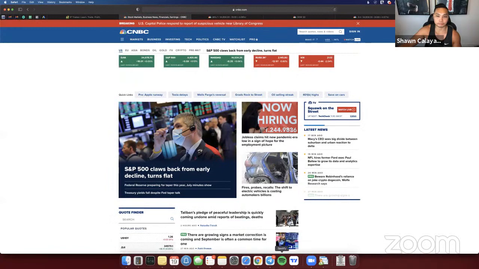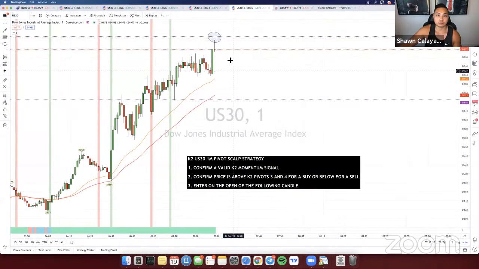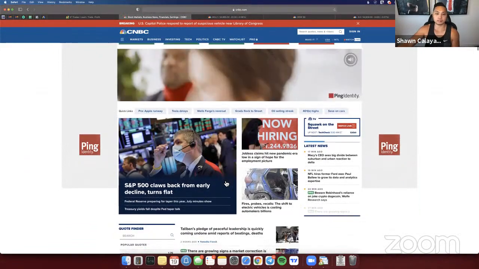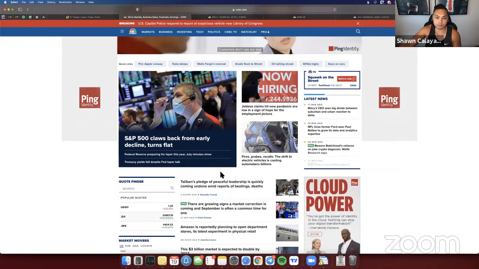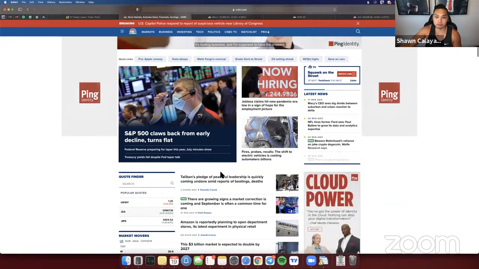All right, so looking at current price right here, you can see it's starting to reject off the London high. So we'll see what happens. I don't think there's anything else here that's really affecting.